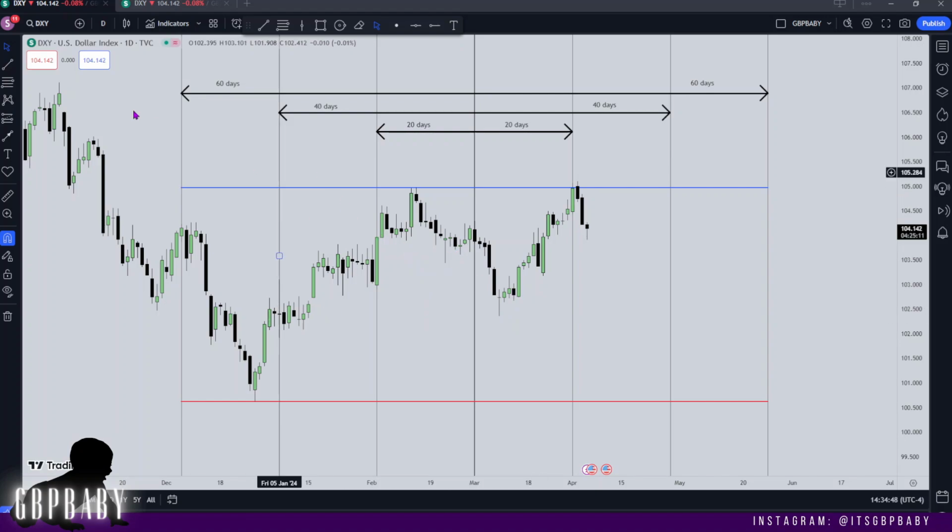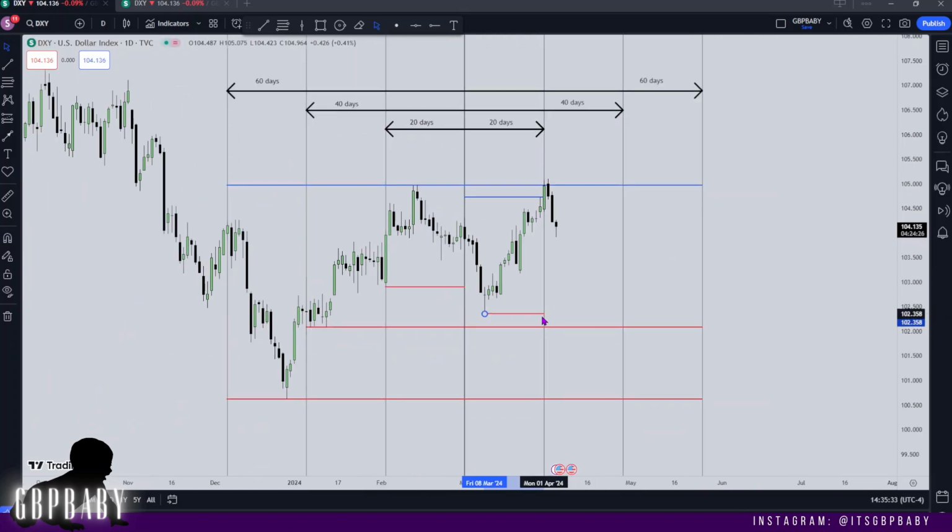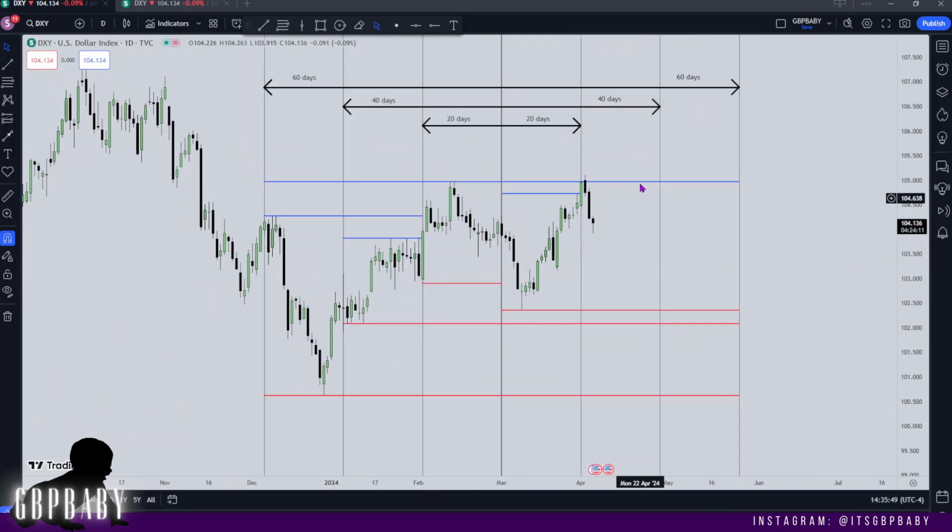To make things a little bit more clear, what I'm also going to do is mark out the highs and lows of each range. So let's get that sorted now. So now that we have all the highs and lows from each range marked out, these are where liquidity is residing. So above the highs is where there's going to be buy side liquidity, and below the lows there's going to be sell side liquidity.